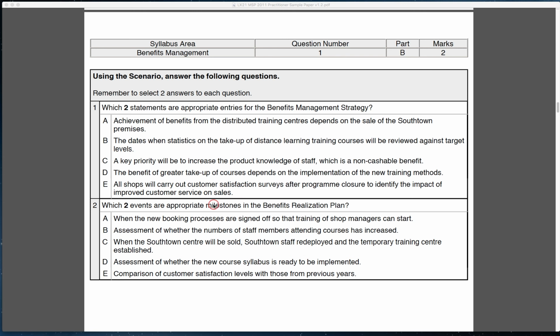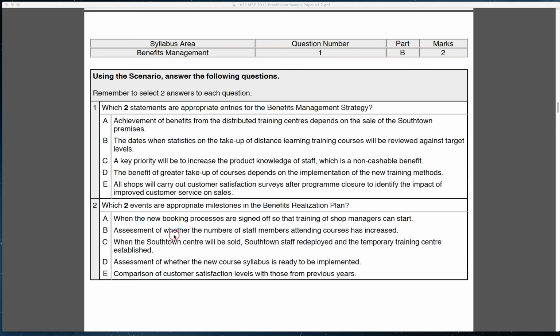So look at number 2 now, looking at the benefit realization plan. And as we noted in the above boxes, that's to do with dates and milestones and points in time, for instance, with the milestones, to look at when things have happened and when they would expect them to happen. So the first thing, when the booking processes are signed off so that training of managers can start, that's nothing to do with benefits realization. That's actually to do with releases throughout the program, and therefore more like the program plan. That's the wrong plan we're looking at.